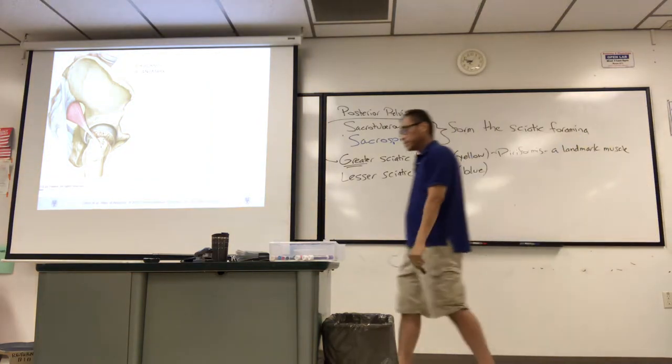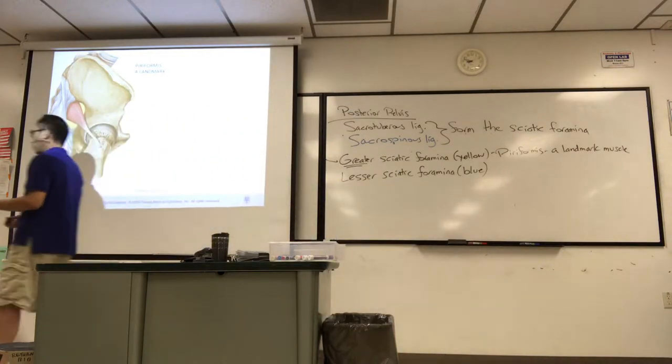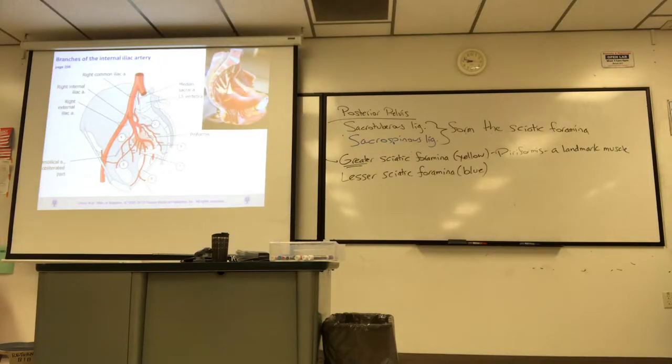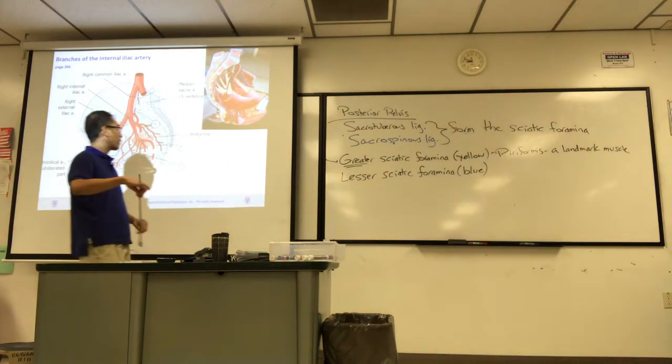So what I want to do is go back to the internal iliac artery and talk about the arteries that don't exit the pelvis first before I talk about all the other ones. Now, this figure from the atlas has all the branches of the internal iliac artery. And you don't have to know them all, lucky for you. There's a couple of branches of the internal iliac artery that are on there.